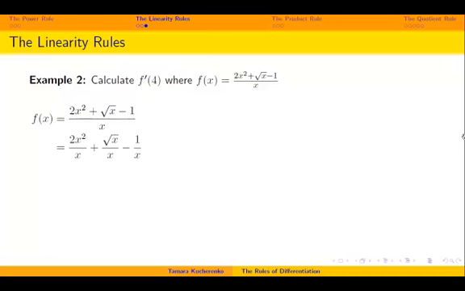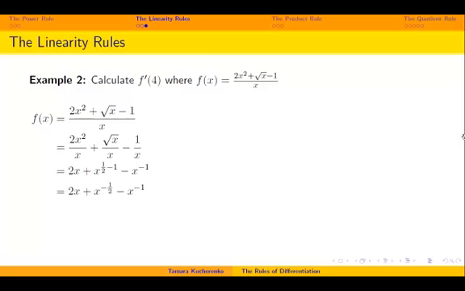We obtain 2x squared divided by x plus square root of x divided by x minus 1 divided by x. 2x squared over x gives us 2x. Square root of x over x gives x to the power 1/2 minus 1, and 1 over x is x to the negative 1. So the expression we get is 2x plus x to the negative 1/2 minus x to the negative 1.